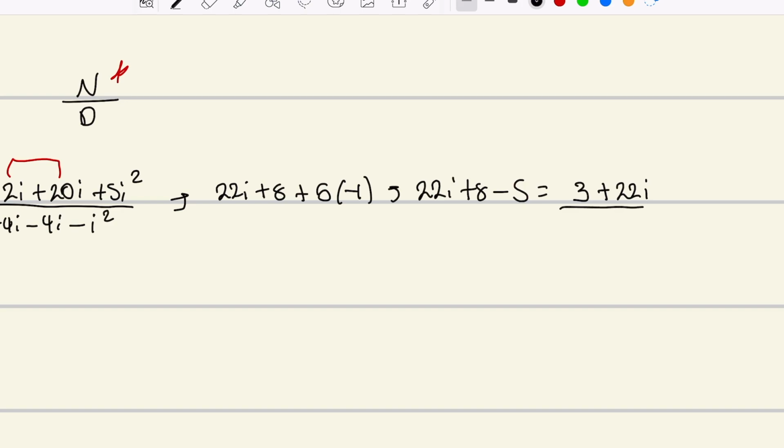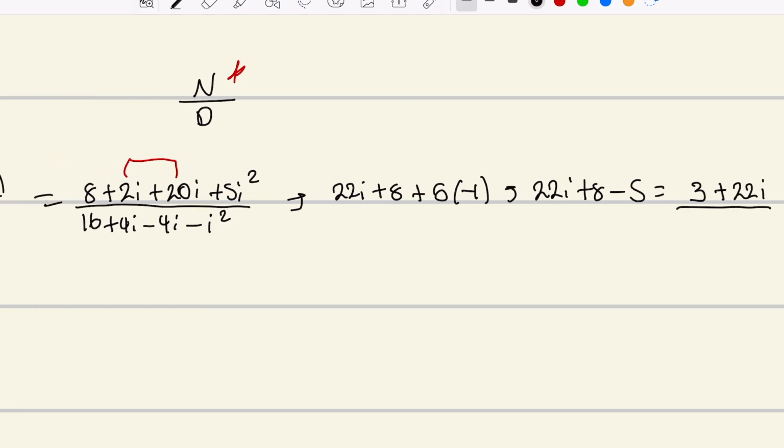Okay, so now let's do the bottom one. Let's reduce this. 16 plus 4i. 4i minus 4i is what? 0. Minus here, minus i squared. Oh my gosh. Minus negative 1, right? We get 16 plus 1, which is just 17.